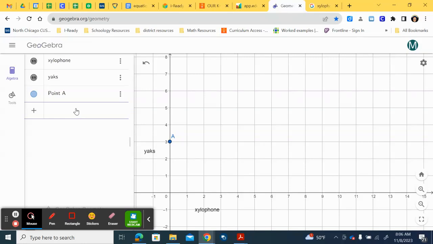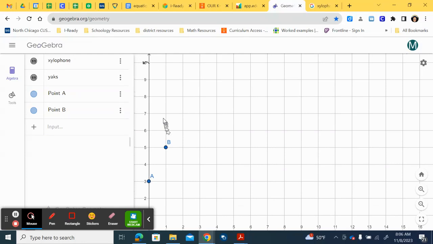So I have to go up 2 yaks and over 1 xylophone, right? So I got this is 0, 3, so I have to go up 2 and over 1. So I got to go to this point here. So this point is 1, 5. Right? So that's point 1, 5. There it is. Okay. So every time I buy a xylophone, I got to get 2 more yaks.